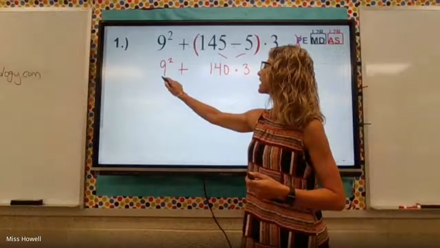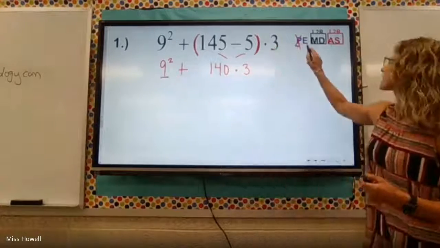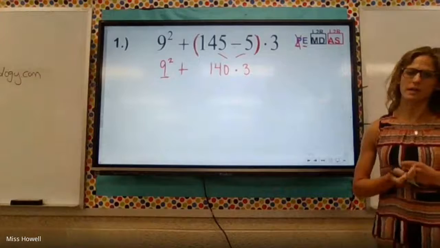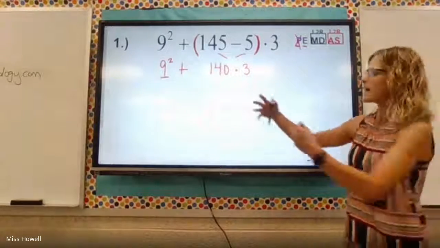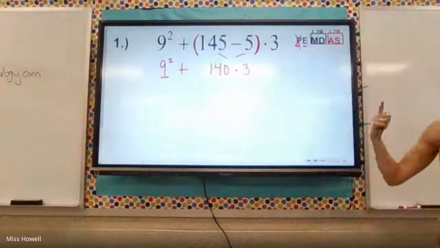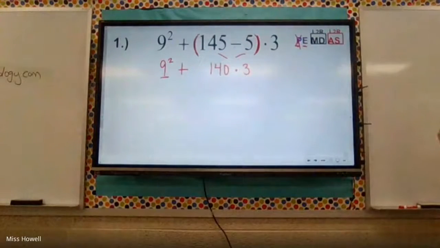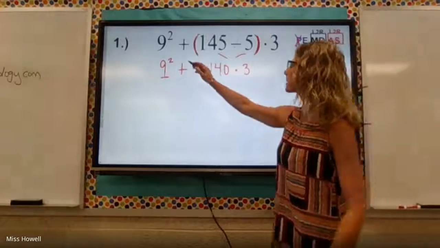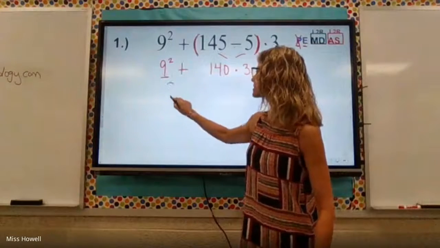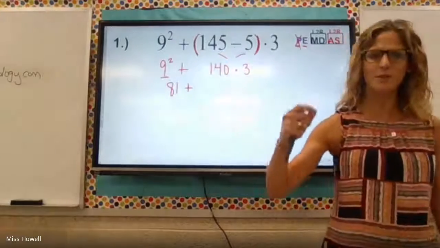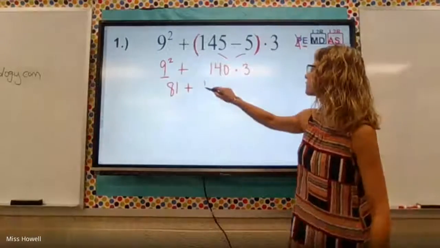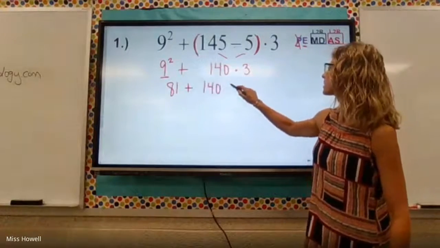So right here, we have a 9 squared. It's our next step because it has an exponent attached. It's the next thing we have to evaluate to get our final proper value. Everything else is coming down unchanged. All we're doing is the 9 squared portion. So this 9 squared, which is 9 times 9, would now give us an 81, not an 18. It's not 9 times 2. It's a 9 times another 9. Bring down the 140 and the times 3.